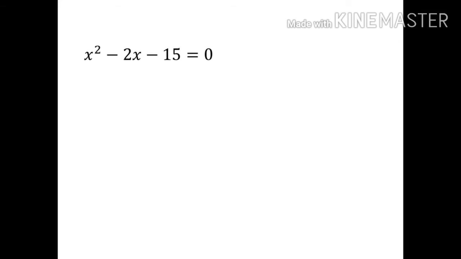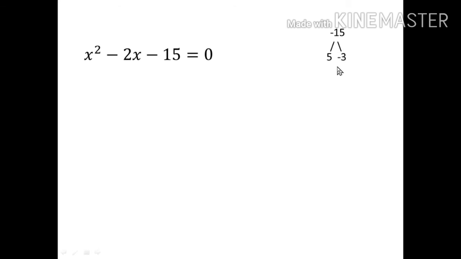Okay, so trinomial na 'to. So guys, ang gagawin natin dito, itong negative 15. Iisip tayo guys ng factor ng negative 15 na kapag pinag-add natin, dapat it will give negative 2. So isip tayo ng mga factor ng negative 15. Alright, so we have 5 tsaka negative 3.